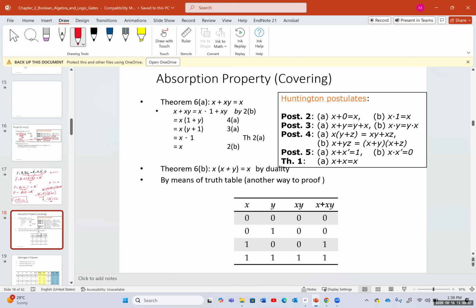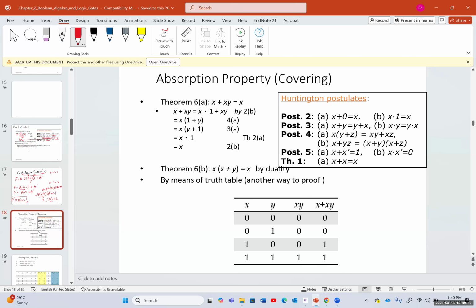Another property that we have in Boolean algebra is called the absorption property. For theorem number 6a, x plus xy gives us x. The way that we prove it, we can write x plus xy as x and with 1 plus xy. By postulate 4a, this would be x and with 1 plus y, and 1 plus y is equal to 1. So it will be x and with 1, which is equal to x.